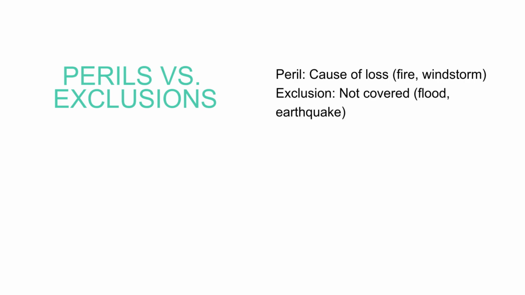Perils versus exclusions. Perils are causes of loss, like fire or theft. Exclusions are situations not covered, such as flood or earthquake. Scenario questions often ask whether a peril is covered or excluded.